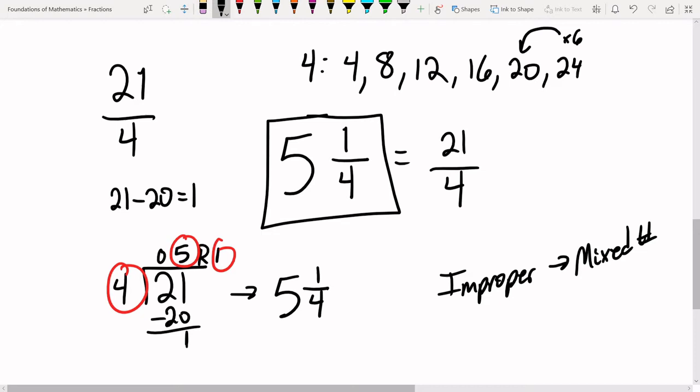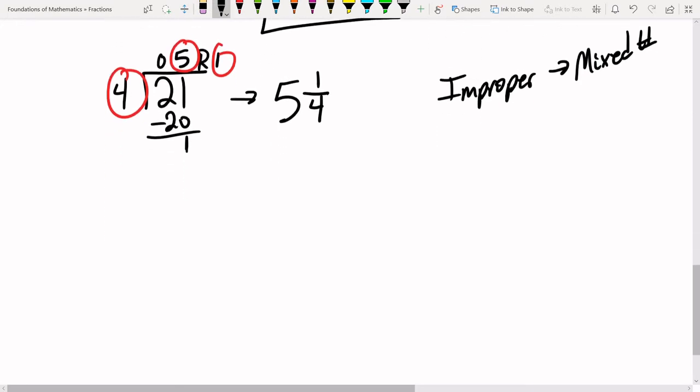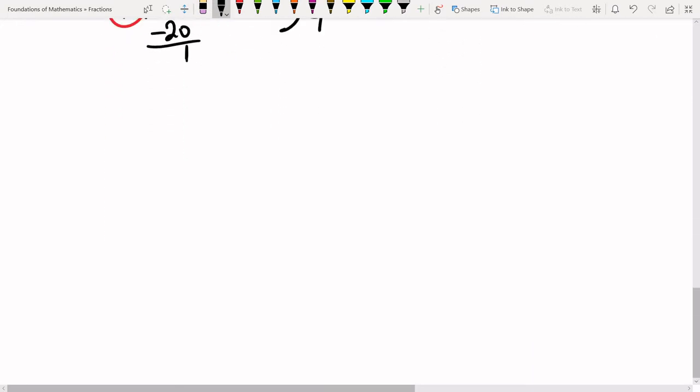Now, let's go the other way. Let's go mixed number to improper. There's a simple algorithm that lets us do this. So let's say we have 5 1/4.